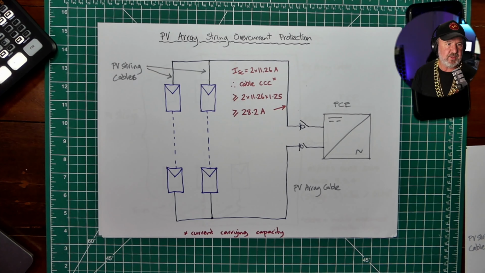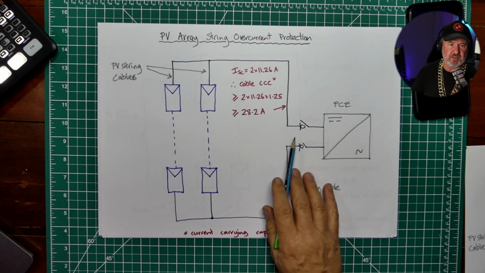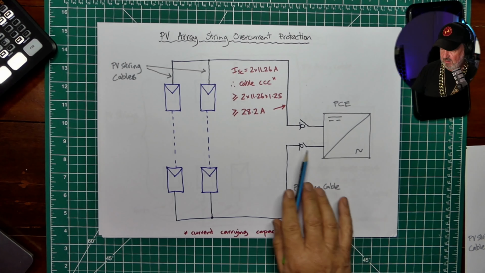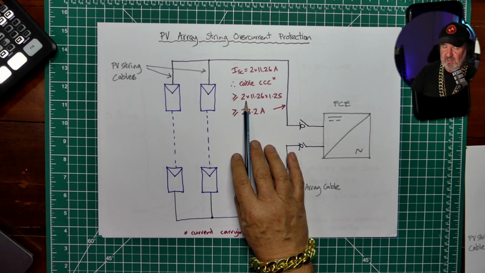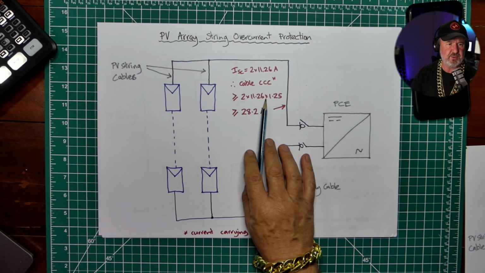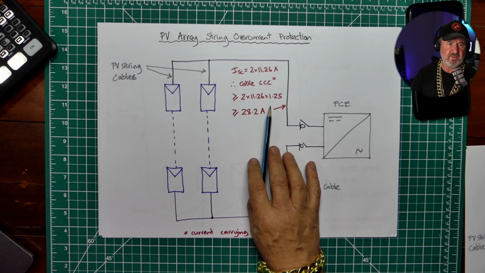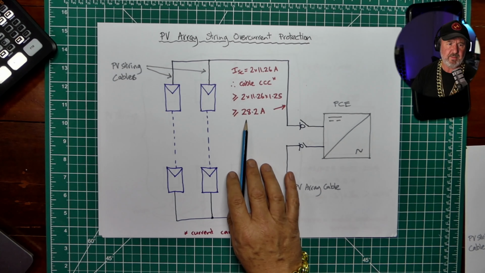So here we've got two strings. Now let's imagine we're using a PCE here which does have an ISC high enough to cope with, and there's the formula. The cable must be rated for 2 times the short circuit current plus the overload factor of 1.25, which means the cable must be good for 28.2 amps.